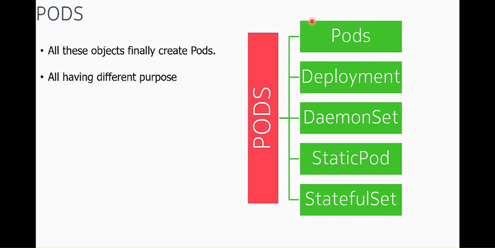But all these objects have different purposes in Kubernetes. That means you cannot create a deployment where you need a daemon set. You cannot create a daemon set where you need a static pod, and similarly stateful set. So the purpose of every object is different, but finally they create pods on the Kubernetes cluster. That's why it is very necessary to understand what a pod is.